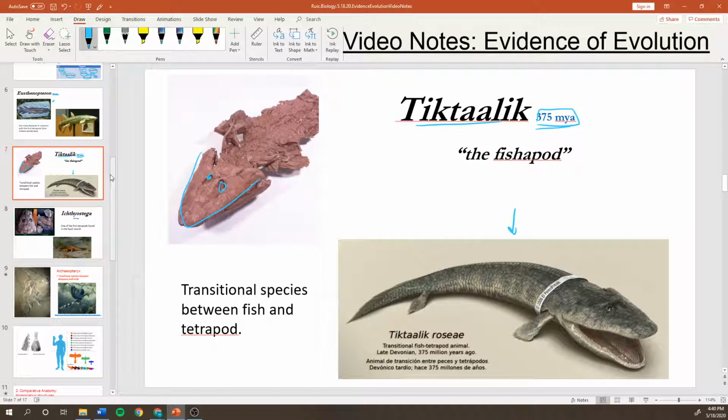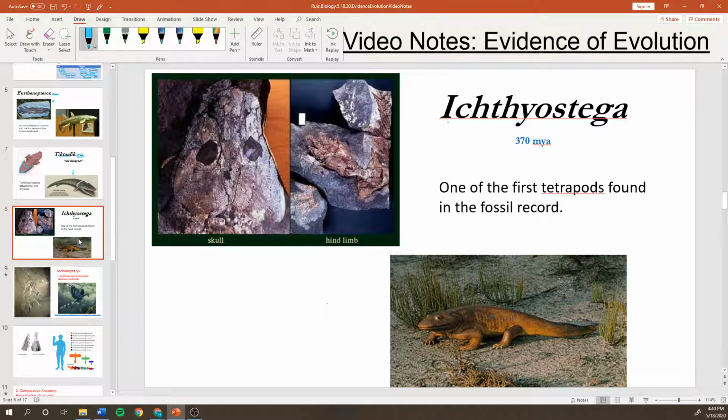Here you can see that flat head and the eyes on the top of the head. Okay. Here is this rendering of what Ichthyostega, the amphibian, might have looked like. Also kind of a derp. But yeah, I just wanted to show you some of the pictures there.